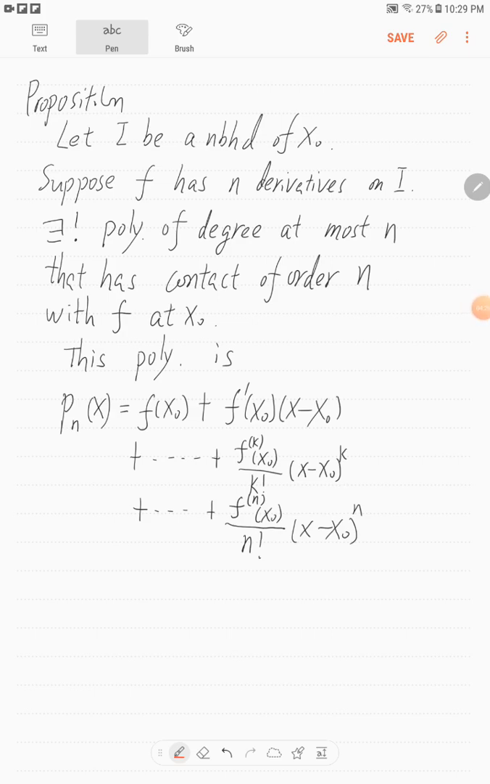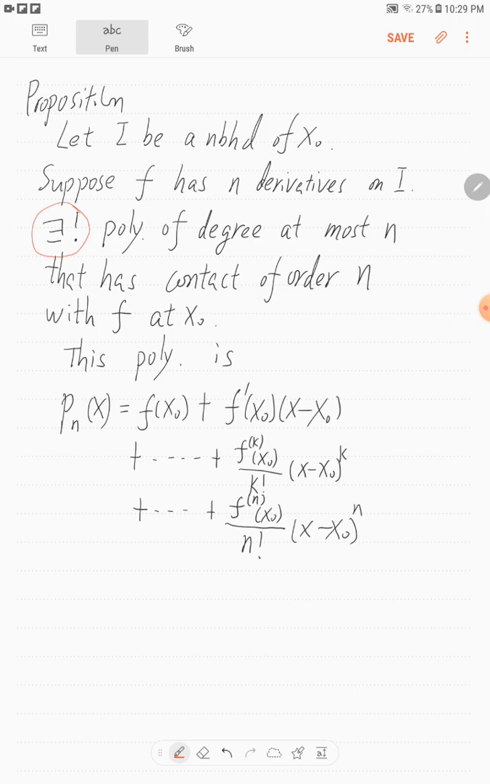So now let's look at the proposition. We still let I be a neighborhood of x0, and we suppose f has n derivatives on I. There exists a unique polynomial of degree at most n that has contact of order n with f at x0.